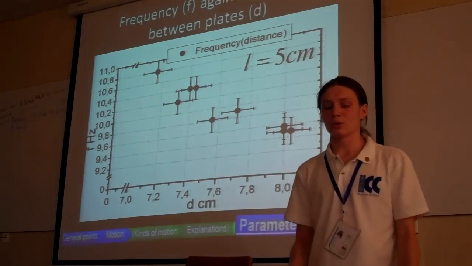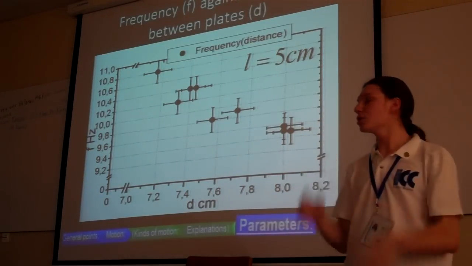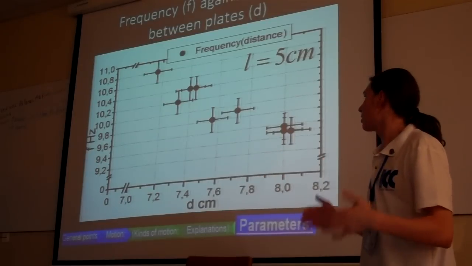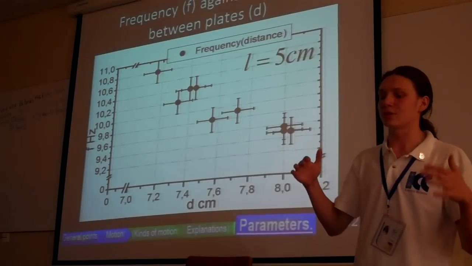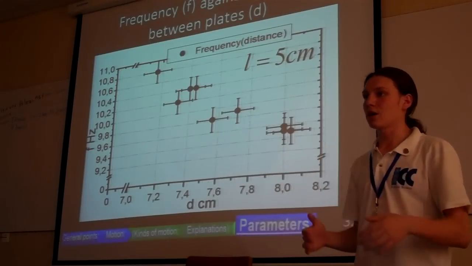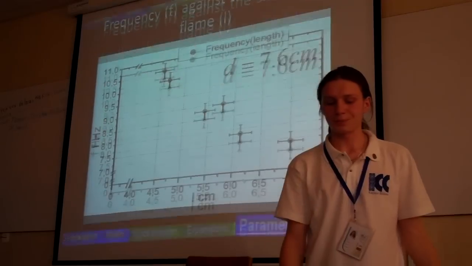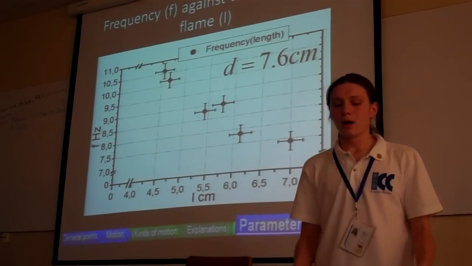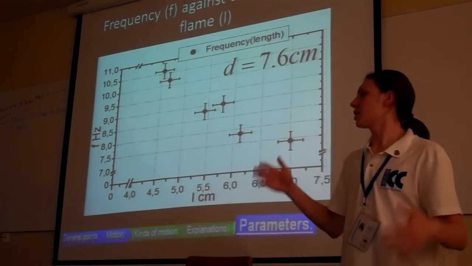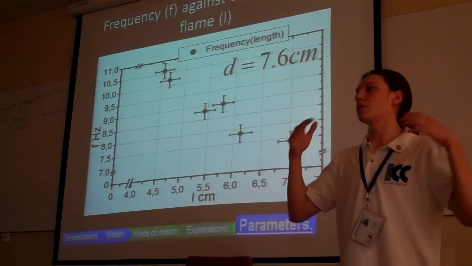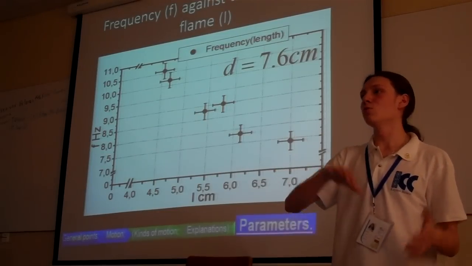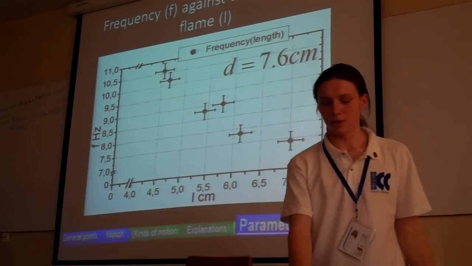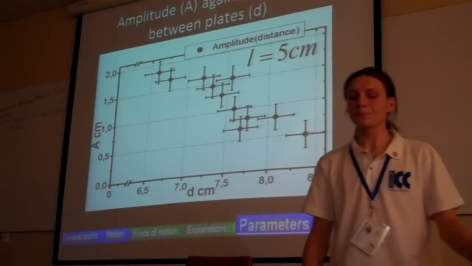So let's go to the first plot: frequency against distance between plates. As we see, if we increase the distance, we decrease the intensity of the field, so the Coulomb force decreases and the charge decreases. Forces are lower, and our frequency is lower, as you see. Here is the frequency against the size of the flame. When we increase the size of the flame, its inertia becomes higher, so it's harder to move it faster. So the frequency decreases with increasing length of the flame.